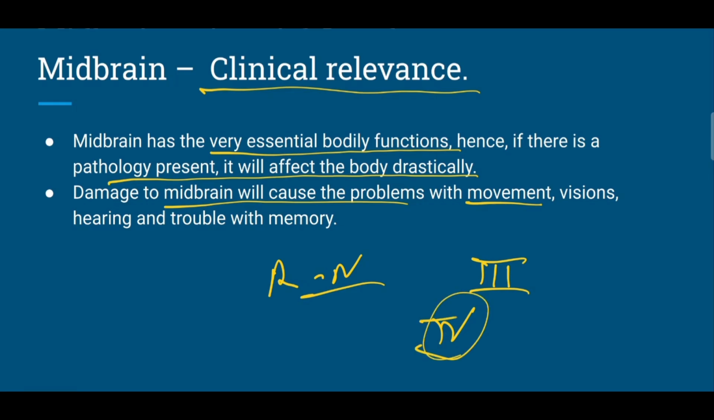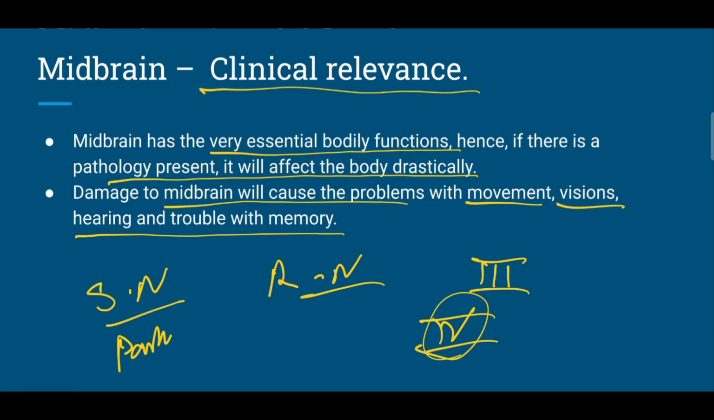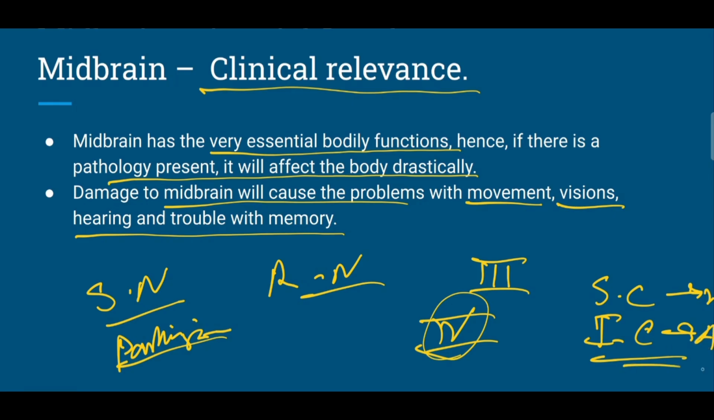Midbrain damage causes problems with movement, vision, hearing, and memory. Movement issues are tied to the substantia nigra. Then think about Parkinson's disease with resting tremor, rigidity, and bradykinesia from dopamine depletion. Vision and hearing deficits come from the tectum: superior colliculus for visual reflexes, inferior colliculus for auditory ones. A lesion here might impair reflex head turning to stimuli. Memory isn't directly a midbrain function, but midbrain damage can indirectly affect arousal and attention via the reticular formation, impacting memory processing.